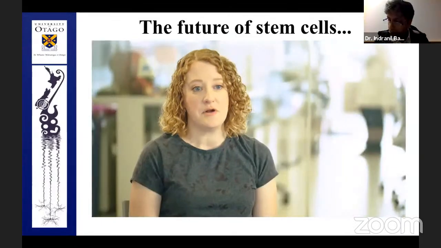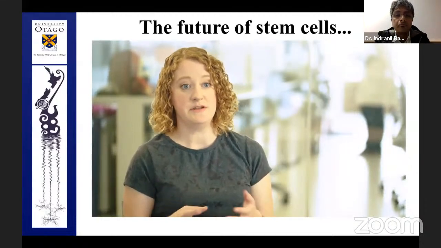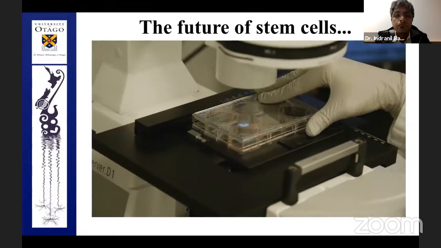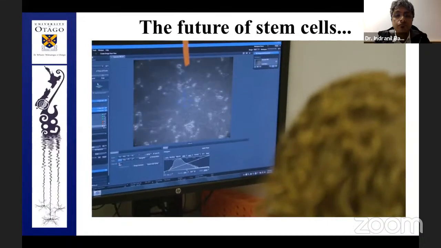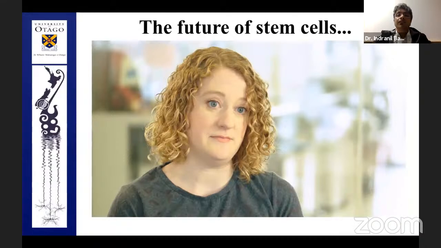So the ability to grow human neurons in a dish now allows us to study the very cell type that is most affected in disease. We can study a neuron from a patient that has schizophrenia. We can study a neuron from a patient with Parkinson's disease to try to learn what has gone wrong and try to fix it.